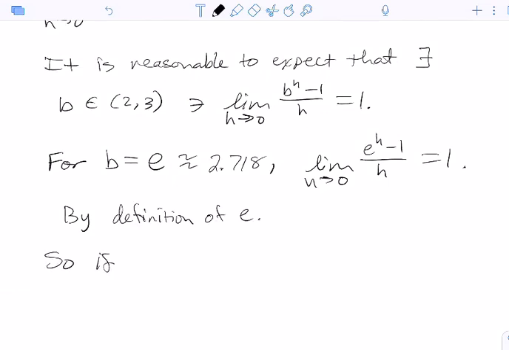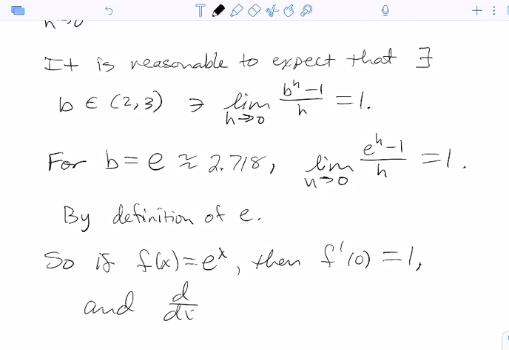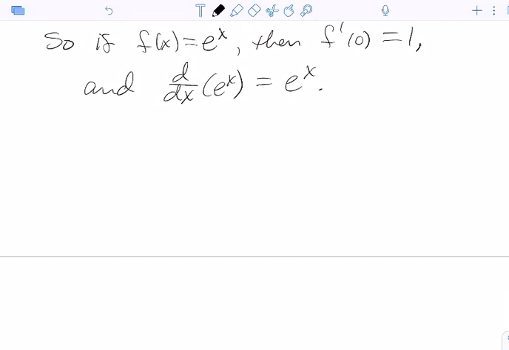So, if f of x is equal to e to the x, then f prime of 0 is equal to 1. Remember, that limit that we were cranking on was f prime of 0. And we get that the derivative with respect to x of e to the x is e to the x. Probably the easiest derivative we'll ever see. Of course, we always have ways of making things more interesting, and so we'll say the chain rule applies as appropriate.